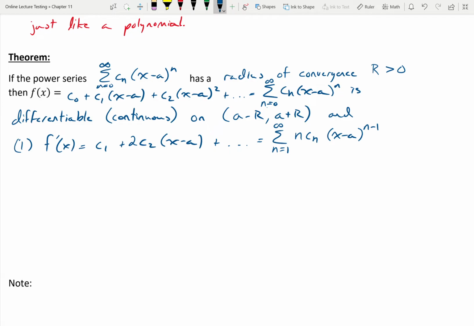So let's just double check that. If I plug in n is equal to 1, I'm going to get a 1 here. I'm going to get c sub 1, x minus a to the 1 minus 1, which is 0, so this is going to go to 1. So notice I get this first term here.